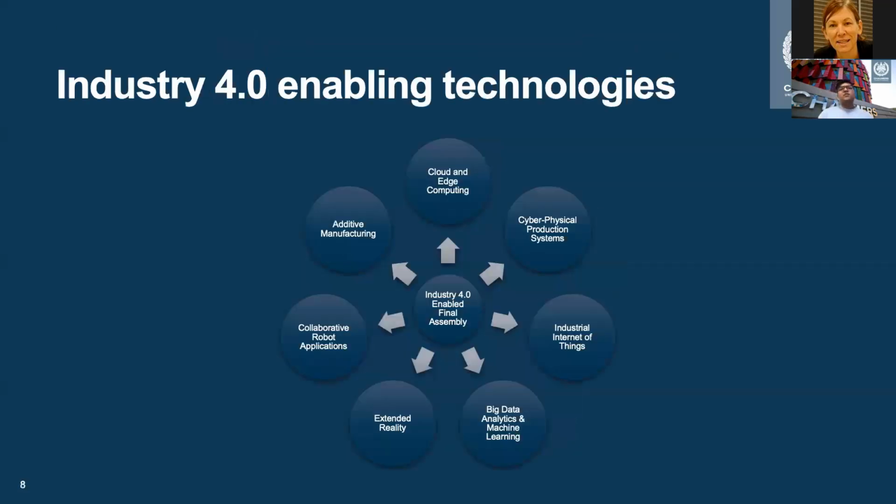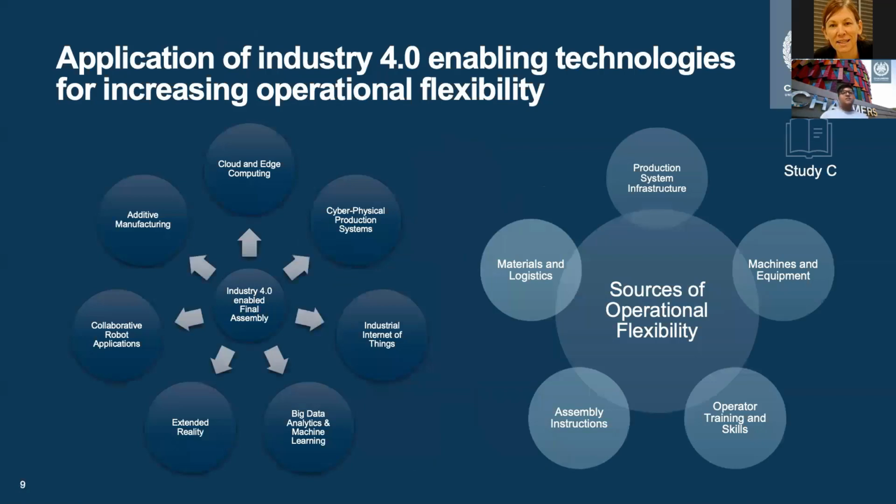Talking about the enabling technologies, I've identified 7 different Industry 4.0 enabling technologies in final assembly that can be used to enhance the sources that I mentioned before. So 5 different sources can be influenced using 7 different Industry 4.0 enabling technologies. Let's look into some of them.